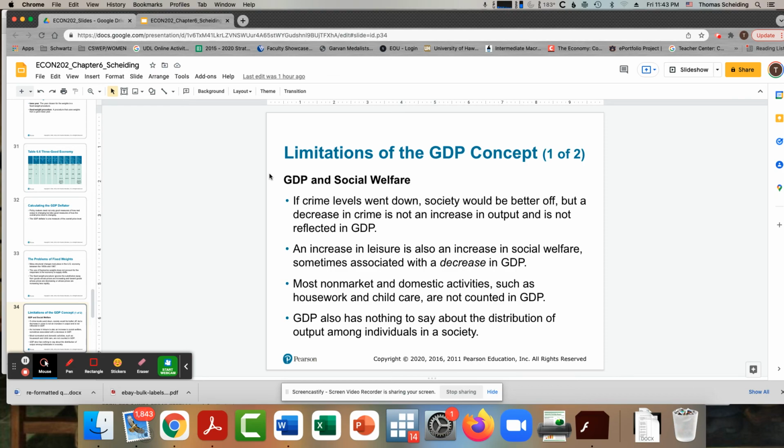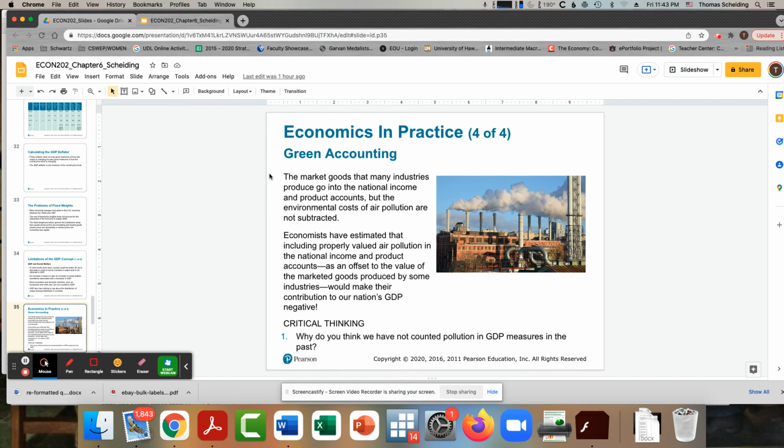And then finally, GDP doesn't say anything about how things are distributed. And we obviously could be very concerned about how GDP is distributed among others.